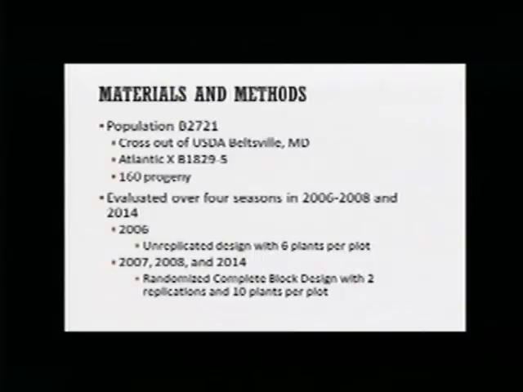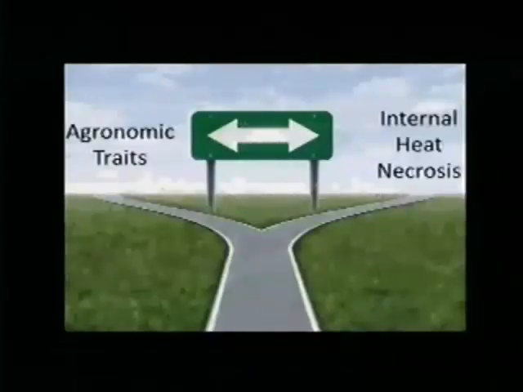In the first year, it was an unreplicated design with 6 plants per plot, but then we got enough materials generated that we were able to do our CBDs in 2007, 8, and 14. So I'm going to separate here and look at the agronomic traits first, and then we'll come back to the internal heat necrosis. Which generation is the progeny?